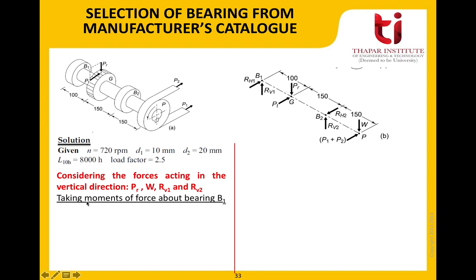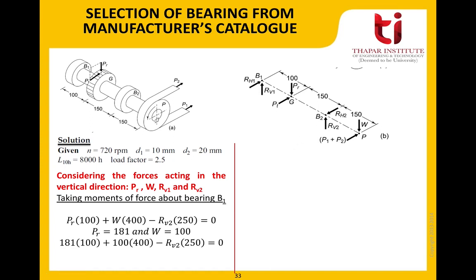Now based on this, taking moments of force about bearing B1, we can write this equation: PR into 100, W into 400 and RV2 into 250 is equal to 0. We know that PR is 181 and W is 100, so we can put them back in the equation and get RV2 as 232.4 Newton.